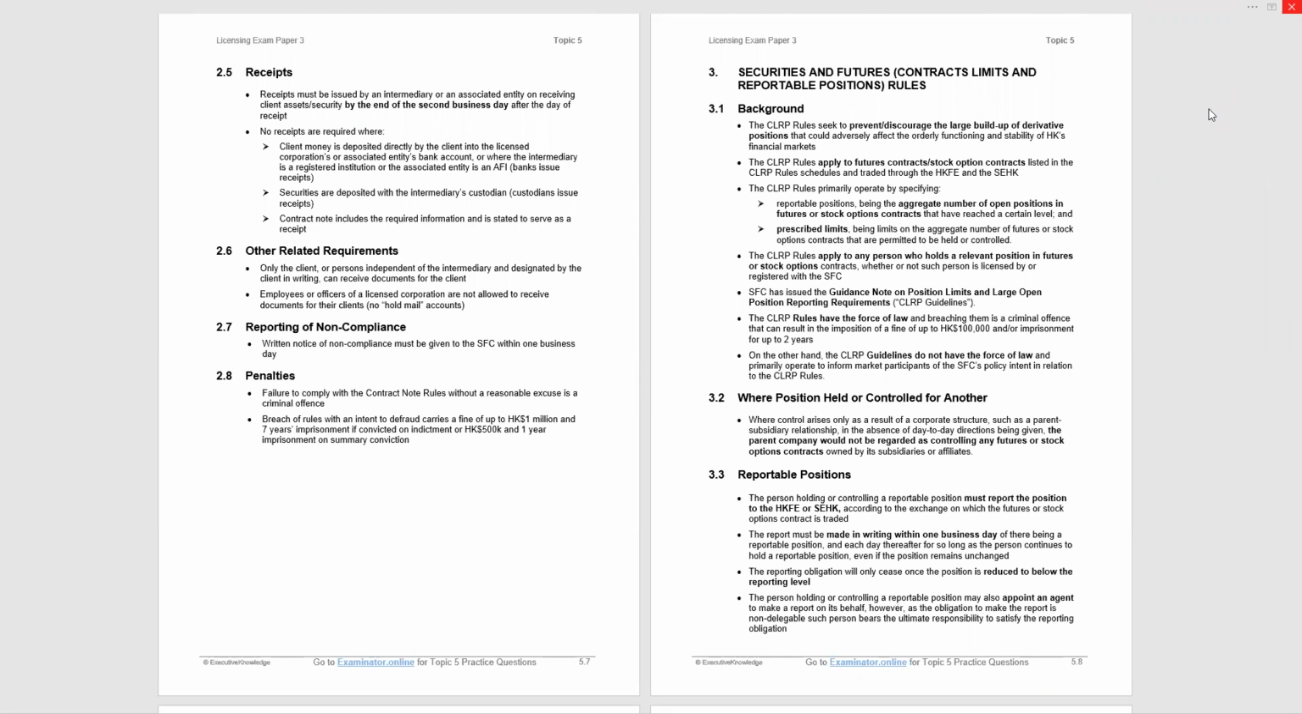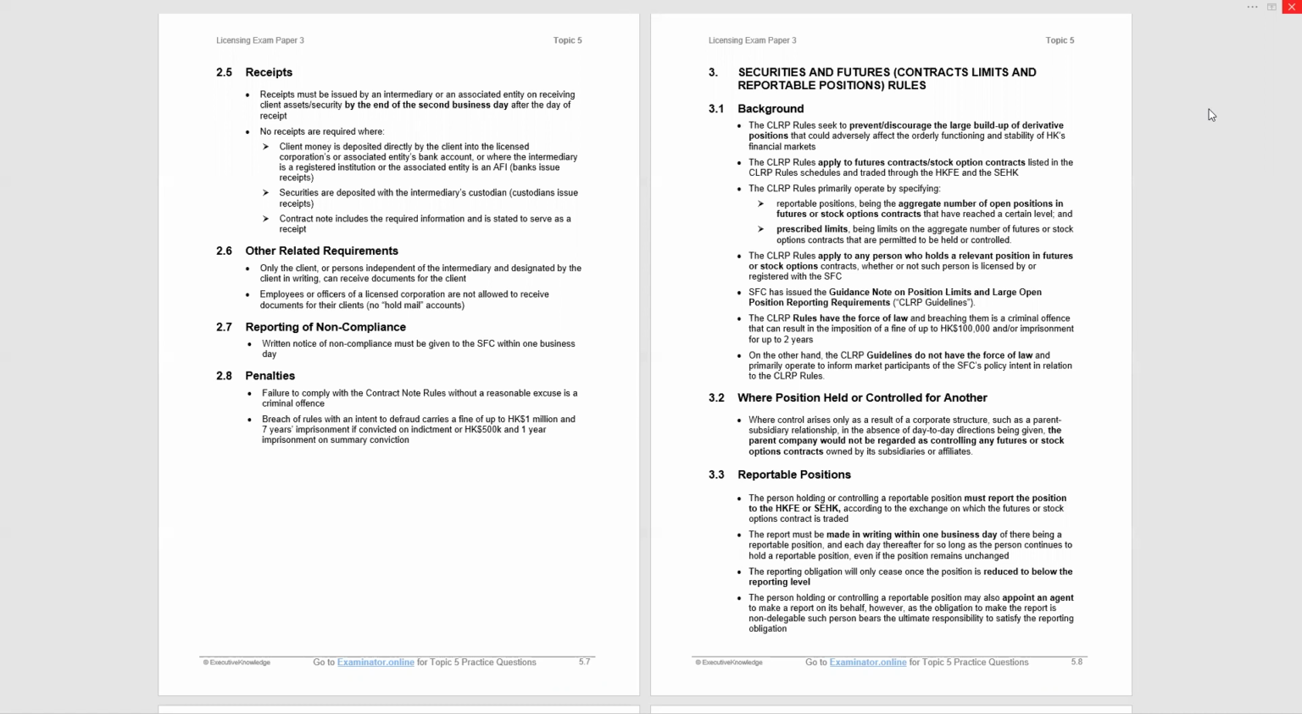Now, there are situations where no receipt is required. This is not commonly examined, but I have seen a question pop up every now and then. So it's where someone else has to issue the receipt. So client money deposited directly by the client into a bank, well, it's the bank that issues the receipts. Securities deposited with the intermediary's custodian, it's the custodian that issues the receipts. If the contract note includes required information and is stated to serve as a receipt, then the receipt itself is not required.